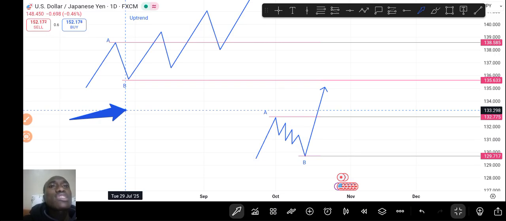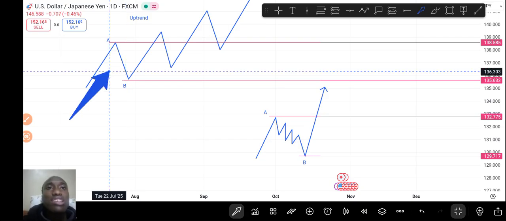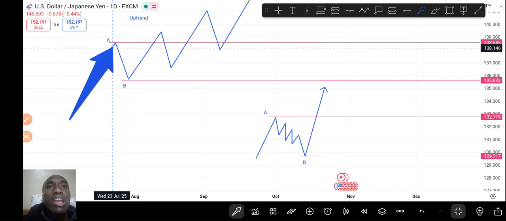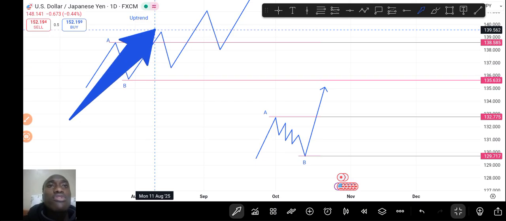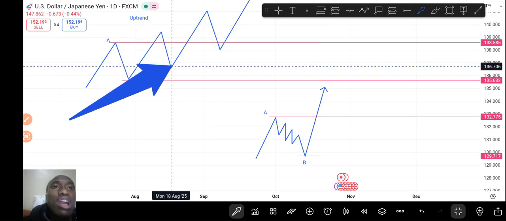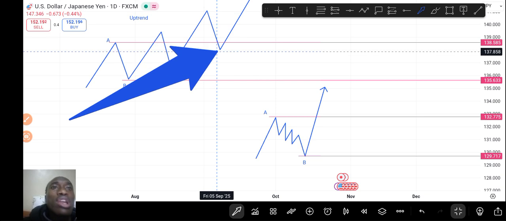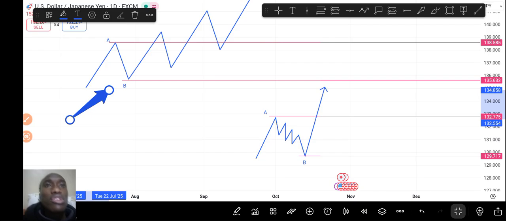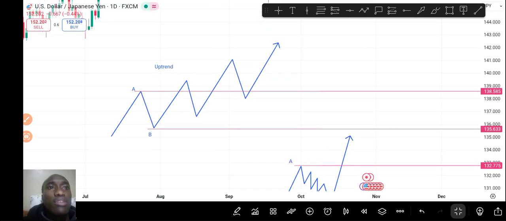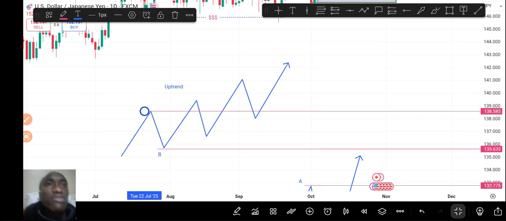So the first step to understanding the market and how price moves is to understand market structure. We need to understand that an uptrend has higher highs and higher lows. What I mean by higher highs and higher lows: this high and higher low, and then we move to this one, which is a higher high and then a higher low. Now as the price goes up, let's go back to this one.